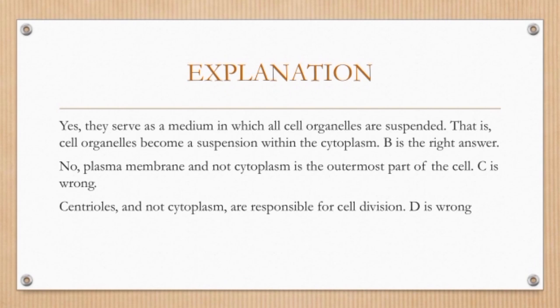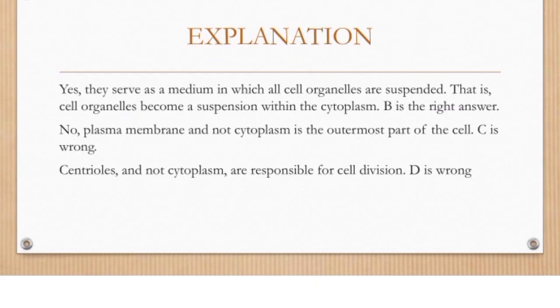And why C is not correct is that the plasma membrane, and not the cytoplasm, is the outermost part of the cell. The centrioles, and not the cytoplasm, are responsible for cell division. So note this. From this question, we are able to note other functions or components of the cell: the centrioles being responsible for cell division, and the plasma membrane being the outermost part of the cell. So note that. Let's go to the next question now, which is question number 4.